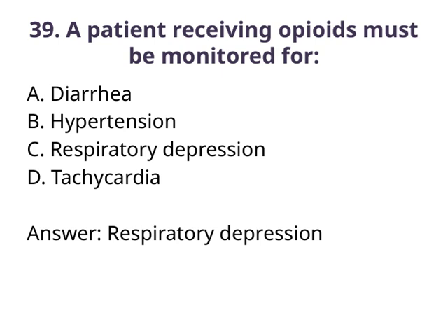While other issues like diarrhea, hypertension, or tachycardia can also occur with various medications or conditions, respiratory depression is particularly dangerous because it can lead to hypoxia or even death if not caught early. So, in summary, always keep a vigilant eye on the patient's breathing pattern and rate when they're on opioids. Early detection and intervention are key to ensuring safety and effective pain management.